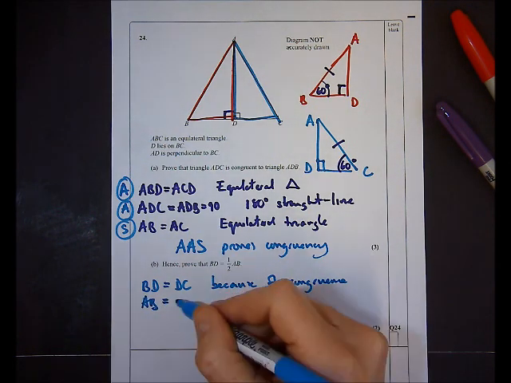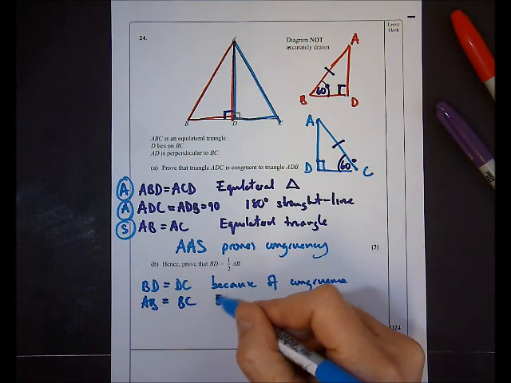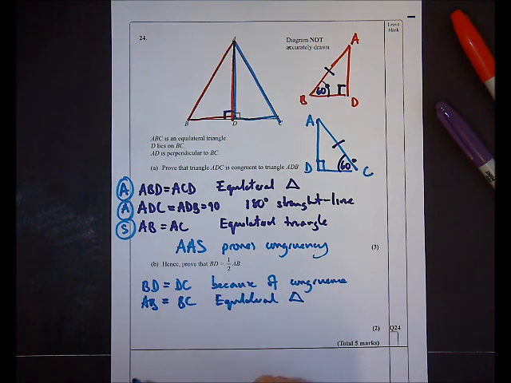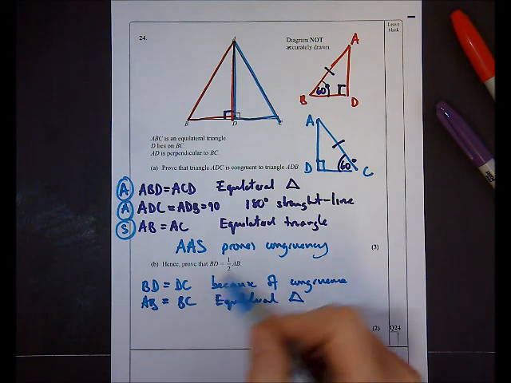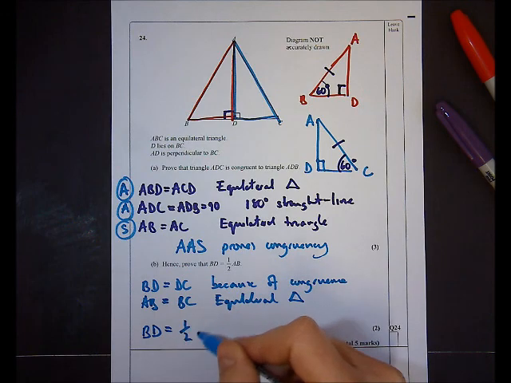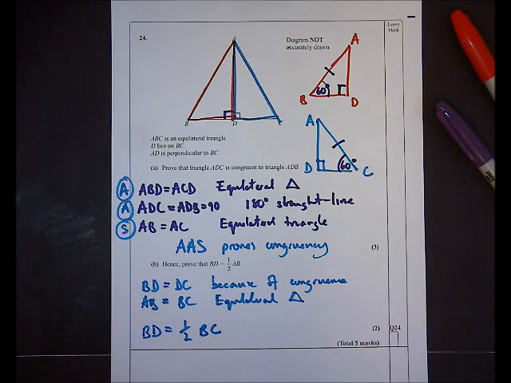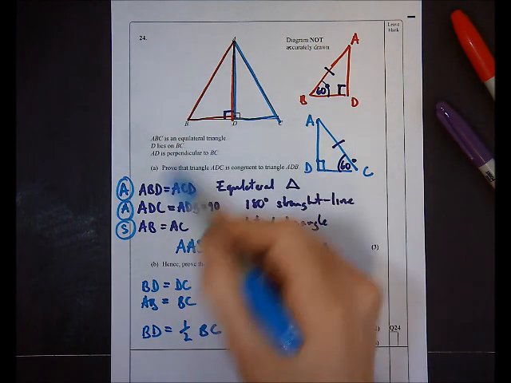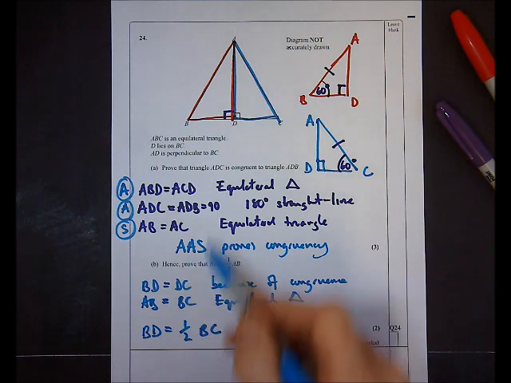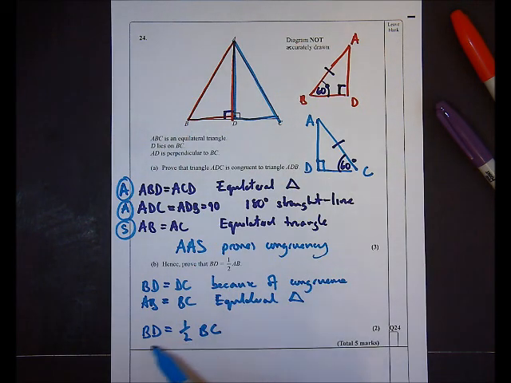Now I know that AB is equal to BC because it's an equilateral triangle. So where I've got AB here, I'm going to substitute in BC. So I've now got that BD is a half of BC. So B to D is a half of B to C. And I know that B to D is equal to D to C, and therefore both of those two added together is the length BC, so that makes sense.